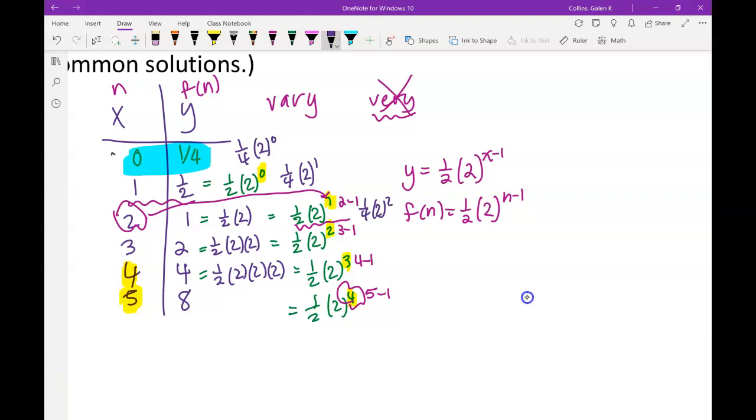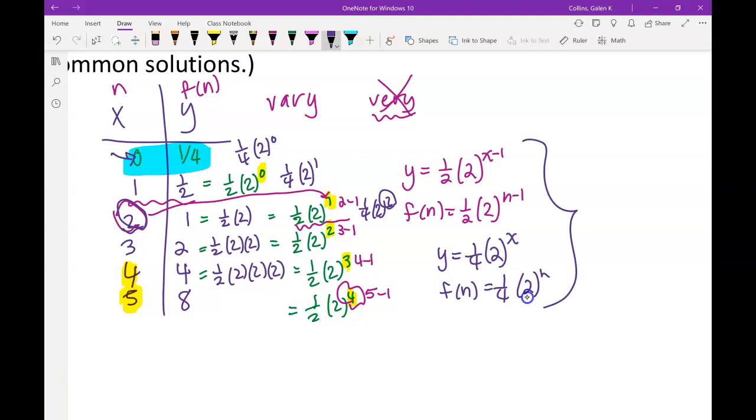If I start at 0, when x is 0, the thing that varies seems to match my x value or my n value. So I could also express this as y equals 1/4 times 2 to the power of x, or in function notation, 1/4 times 2 to the power of n. And again, we'll learn some more exponent rules this year, but these are all the same. They might not look the same, but they're all equivalent.